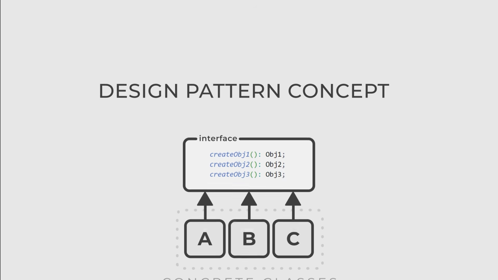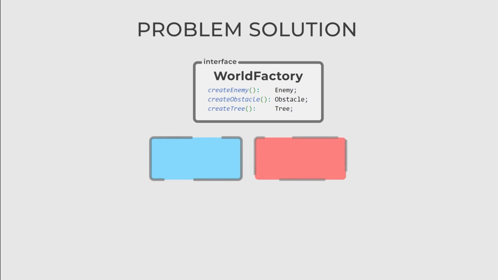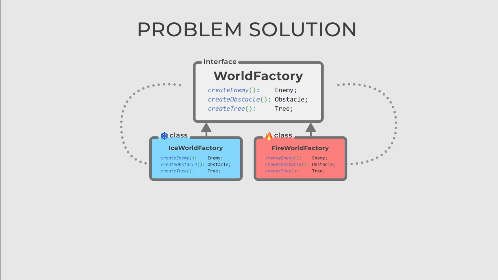and represented. First, let's create a world factory, which is an interface that defines methods for creating different types of objects in the world. Concrete implementations of world factory create objects specific to ice and fire worlds. Let's call them Ice World Factory and Fire World Factory. Each of these concrete factories will implement all the world factory methods and return specific objects corresponding to their world.